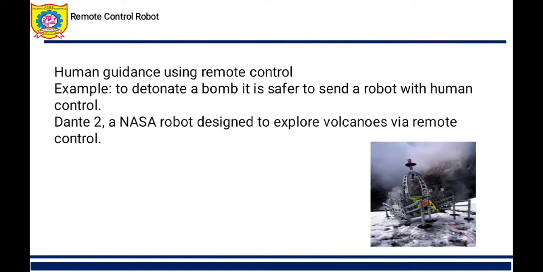Then the next example is the remote control robot. The previous one was the autonomous robot. A human control robot, I can call it non-autonomous because it requires human guidance. So humans guide them using a remote control. Now there are places where human beings cannot go. You can see that in the picture, right? For example, to detonate a bomb, it is safer to send a robot rather than human beings. So at that time, the remote control robot comes into the picture. Dante 2. You can see in the picture, it's Dante 2. It's a NASA robot that was designed to explore volcanoes via remote control. So these are the robots which a human is going to control using a remote control, right?